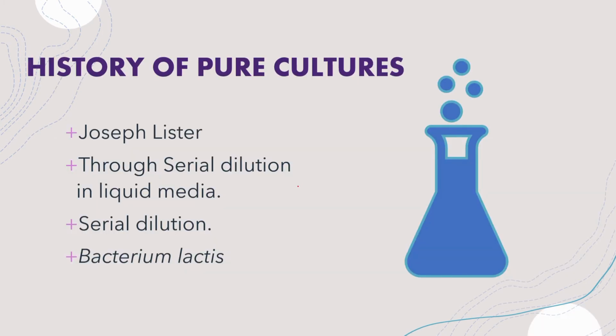Pure culture of bacteria was first described by Joseph Lister. He used serial dilution in liquid media. With a specially constructed syringe, he diluted a fluid, probably a milk sample containing a mixture of bacteria, until a single organism was delivered into a container of sterile milk. After incubation, the bacteria in this container were of a single kind, identical to the parent cell. Lister named that organism Bacterium lactis.